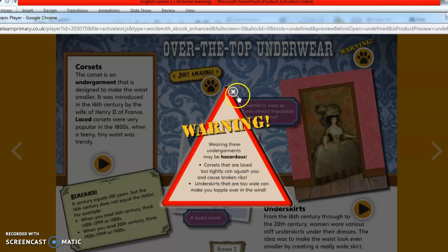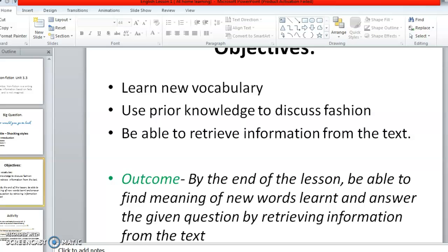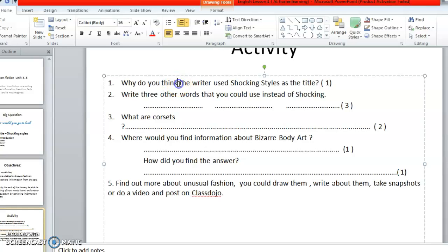Now, I think that is all for the information that I needed to give you today, an explanation. Now, I'd like for us to go very fast to the questions and see what we have here on the activity. This is what I would like you to do for me. Tell me why you think the writer used shocking styles as a title. Here you will need to think because you cannot go back to the text to find the answer.